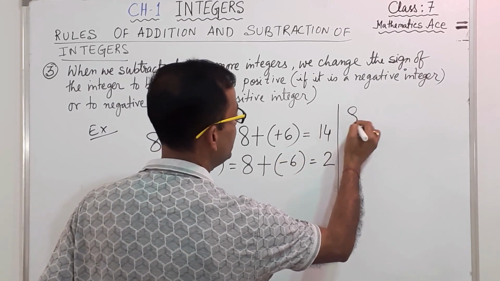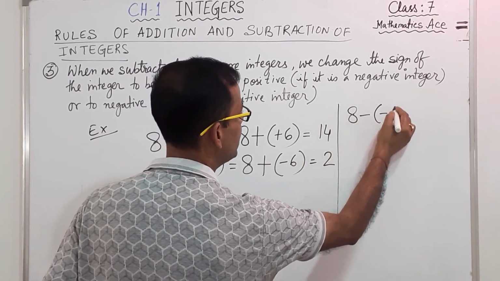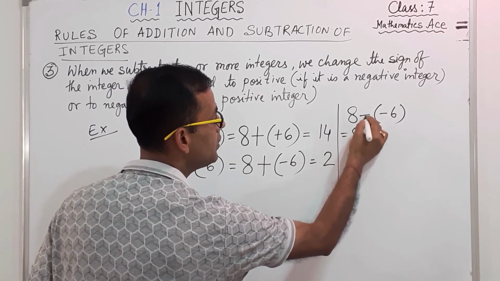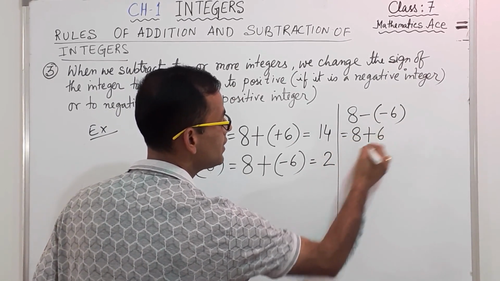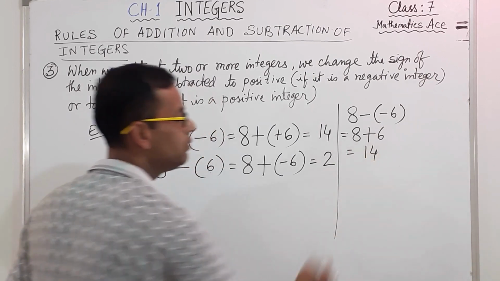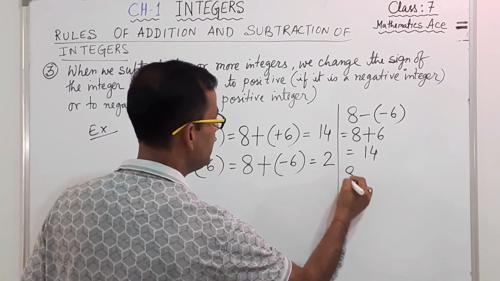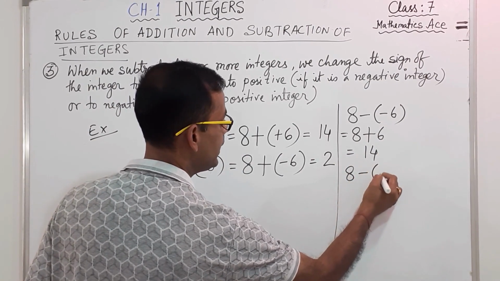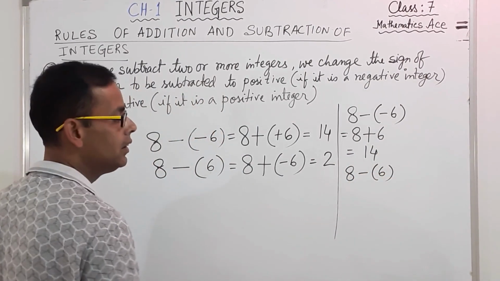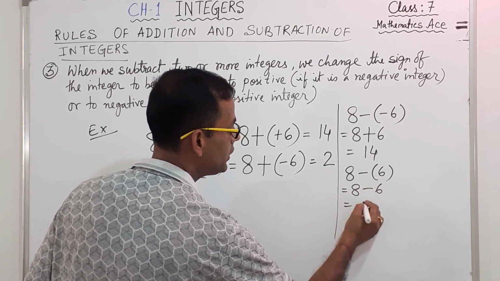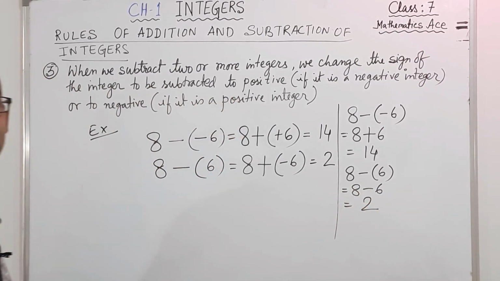See, 8 minus 6. Okay. You open the bracket. 8 minus plus 6. So how much comes? 14. Clear? And next one, 8 minus, and then 6 is there. Clear? So what you will do? 8 minus 6. So how much comes? 2. So this is the way.